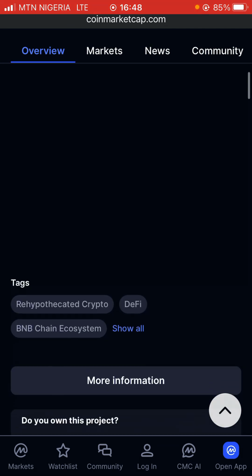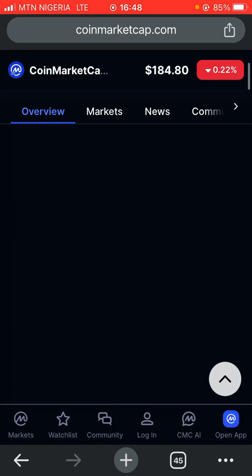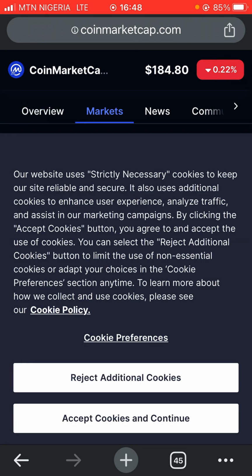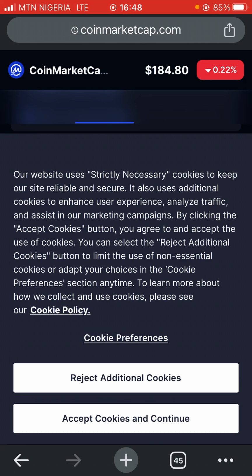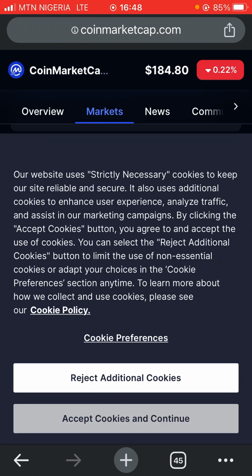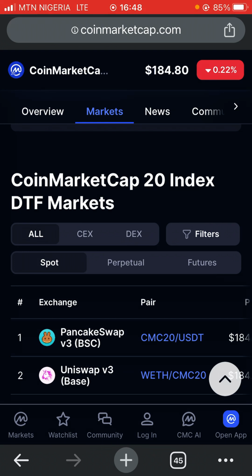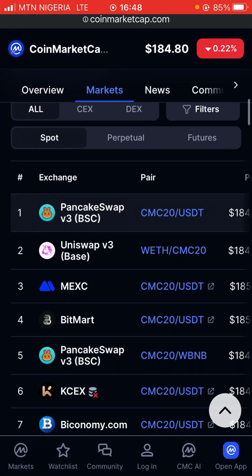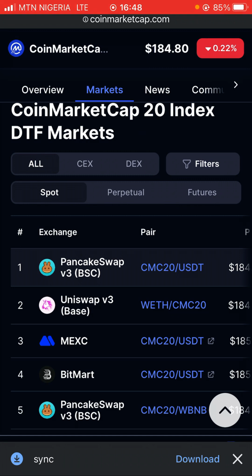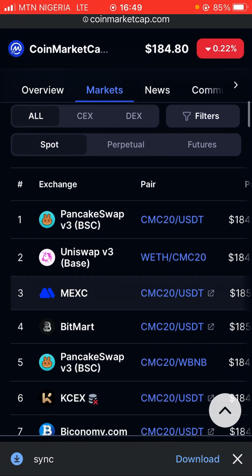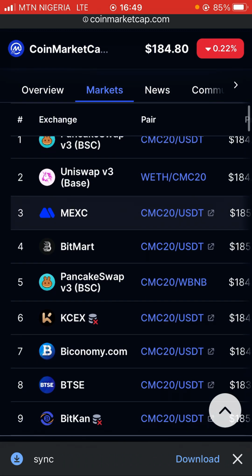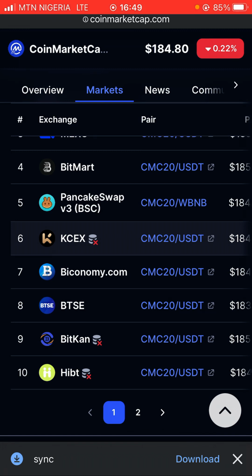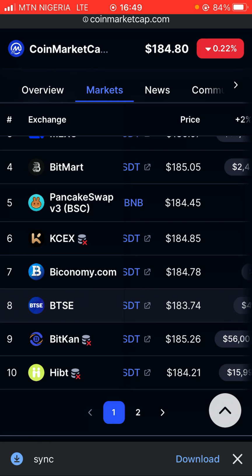Now what I'm going to be doing is checking out the market. You can see we have this overview. We have market, we have the news, we have the community, and the rest of them. So what you have to do is come to the market section, which is where I am currently, and you can see where this coin is being traded. Now we have different exchanges. Obviously we have PancakeSwap, we have Uniswap, we have MEXC, you have Bitmart, we have KuCoin and others. These are the exchanges where the coin is being traded. So you can see the prices here. All of those prices are seen here now.